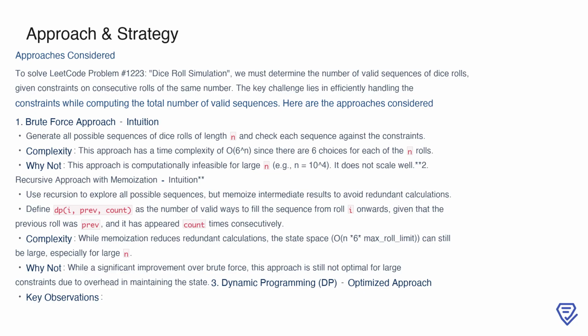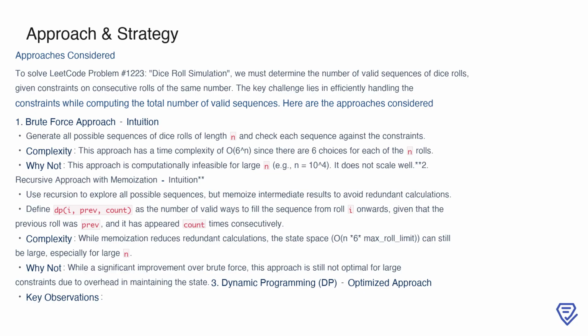The primary challenge is handling these constraints efficiently, especially as the sequence length increases. One approach we considered is the brute force method. Here, we generate all possible sequences of dice rolls of length n and check each sequence against the given constraints. While straightforward, this method has a time complexity of 6^n, as there are 6 possible outcomes for each of the n rolls. This exponential growth makes it impractical for large values of n, such as 10,000.